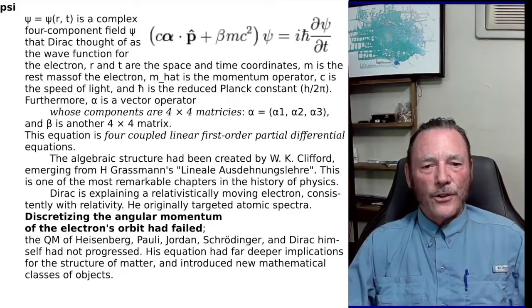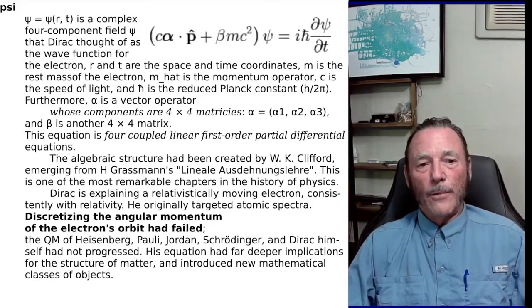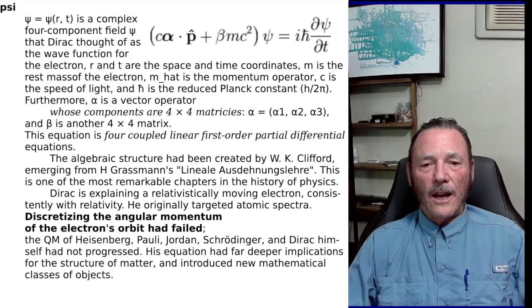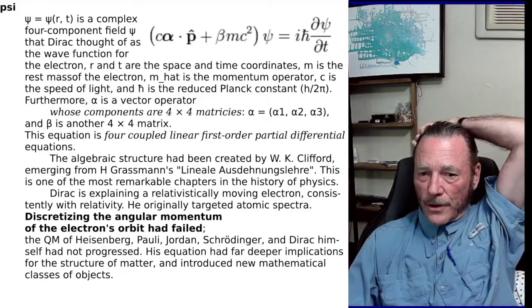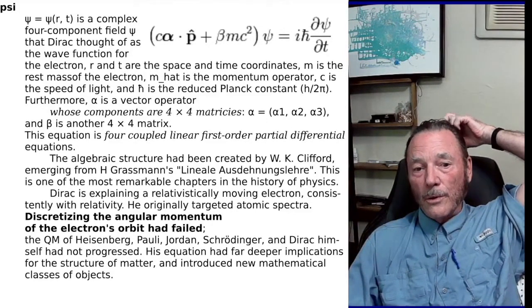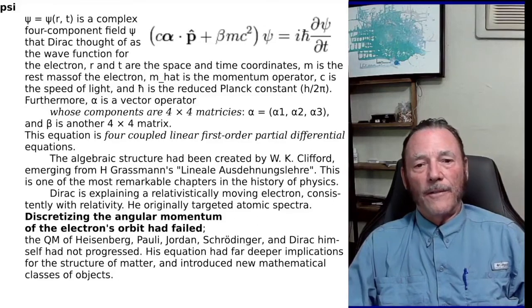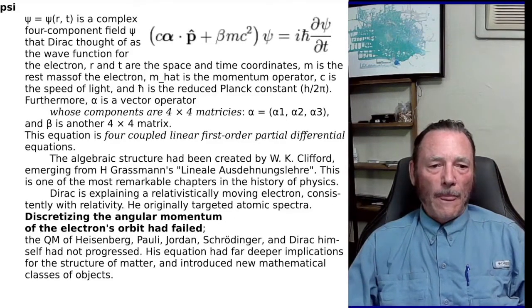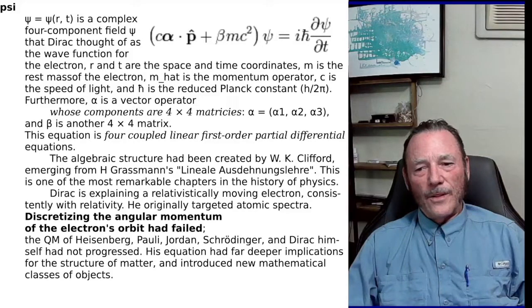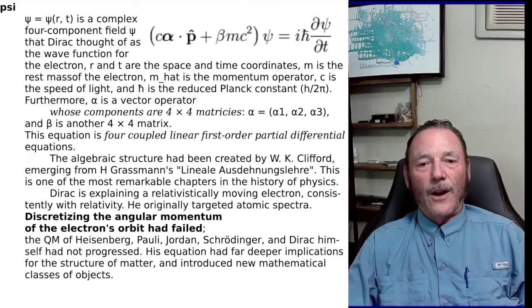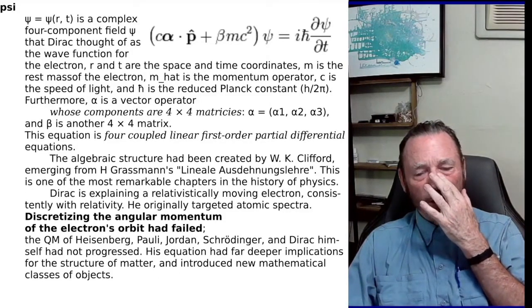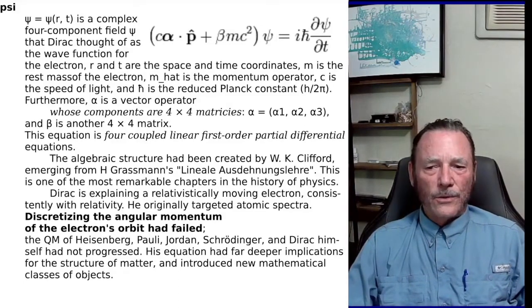The algebraic structure had been created by Clifford, emerging from Grassmann's Die lineale Ausdehnungslehre, a legendary book. This is one of the most remarkable chapters in the history of physics. That's absolutely true, that Dirac got this from Grassmann. That was a century before Dirac. Not quite, but almost. Clifford lived in the 1870s. Die lineale Ausdehnungslehre was published in 1844.